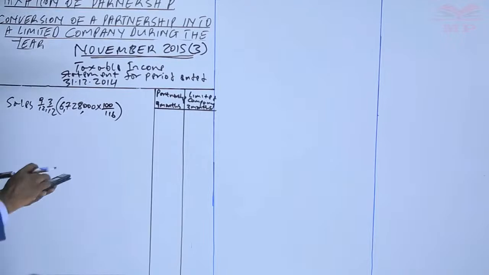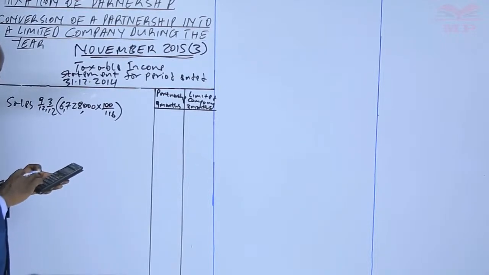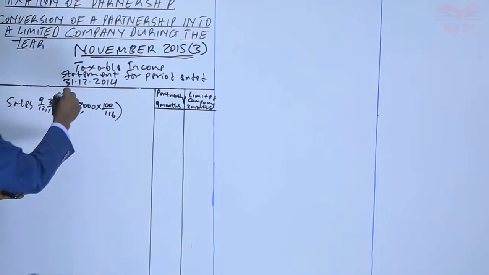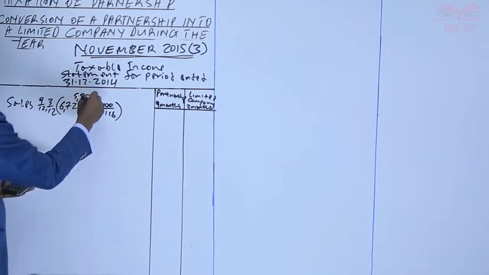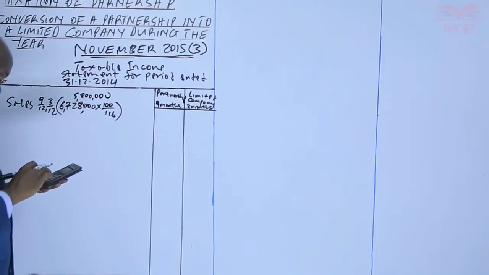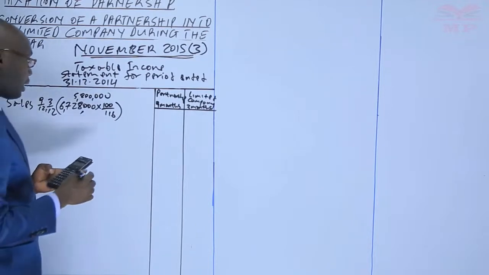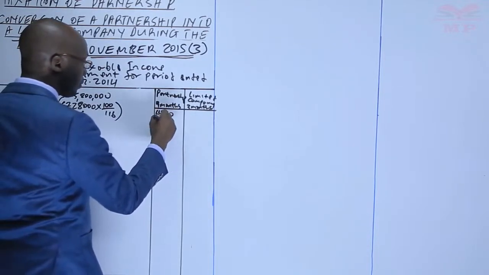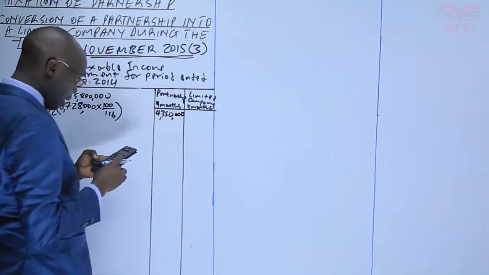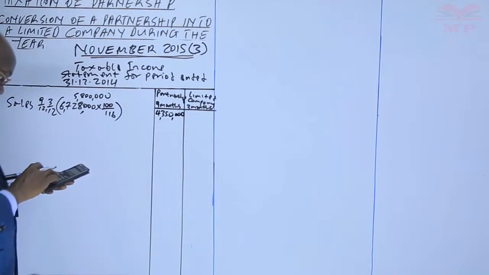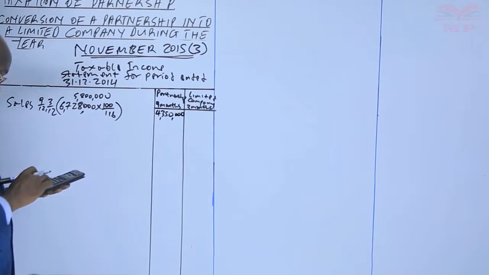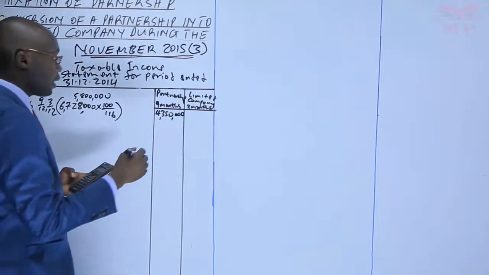So 6,728,000 × 100/116, and then this we get is 5,800,000, and then we take times 9/12, that gives us 4,350,000, and this other one is going to be 5,800,000 × 3/12, which we get 1,450,000.